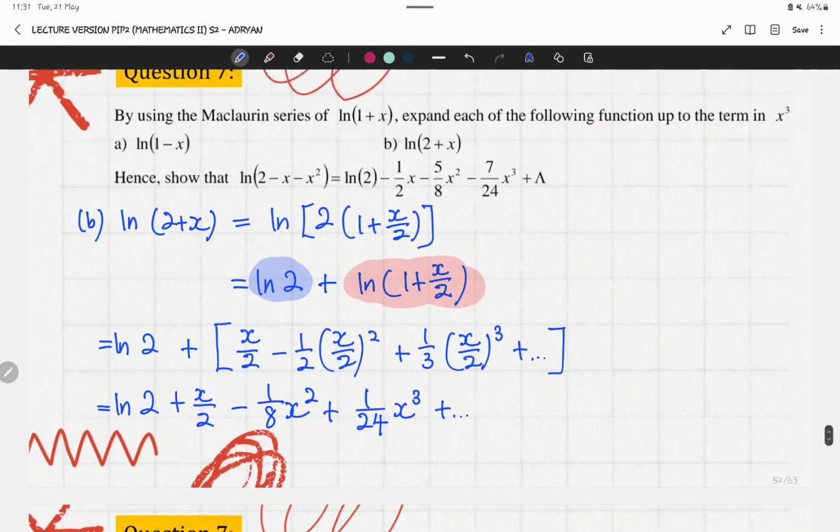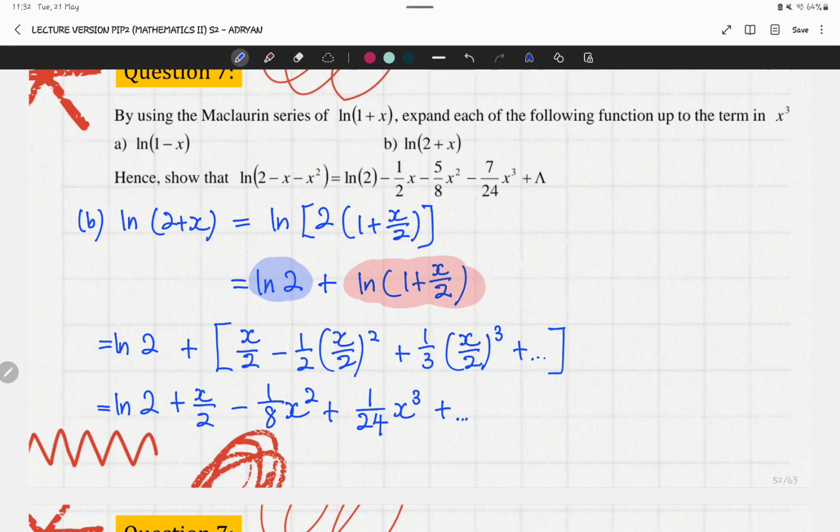So a lot of us just take 2 plus x as the whole x. This is actually wrong. Remember, always when you are using Maclaurin or Taylor's, you find the general expansion, and the expansion is ln(1 plus x). So we must change the new expansion into that form first, then we can substitute into the expansion to get the new expansion. So this would be the answer: ln 2 plus x over 2 minus 1 over 8x squared plus 1 over 24x cubed plus dot dot dot and so on.